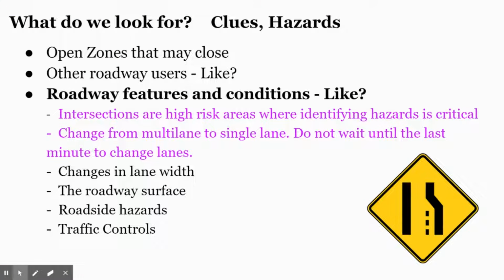All right, so what are we looking for? We're looking for zones that may close. We're looking for other roadway users, roadway features and conditions, such as intersections, which are high-risk areas. Changes from multi-lane to single lane, we don't want to wait until the last minute to change lanes. We want to be able to identify changes in lane width, the roadway surface, roadway hazards, and traffic controls.